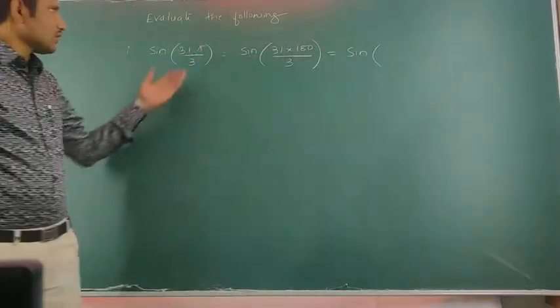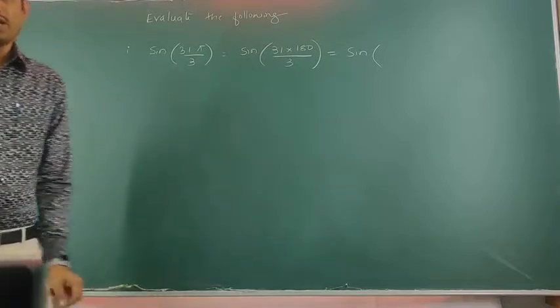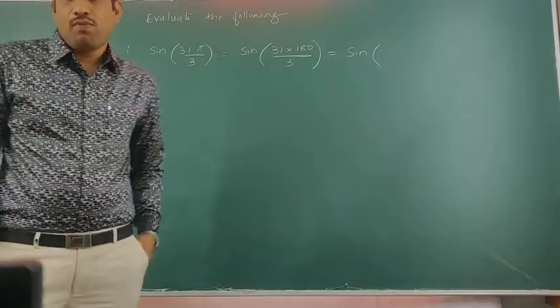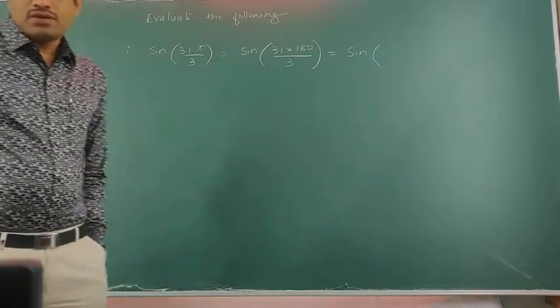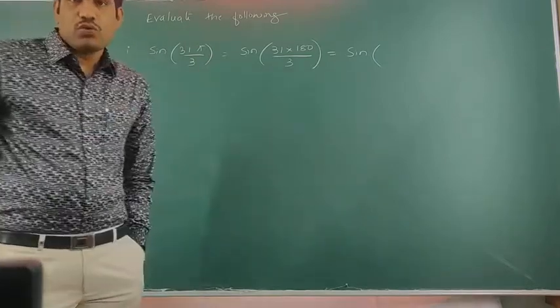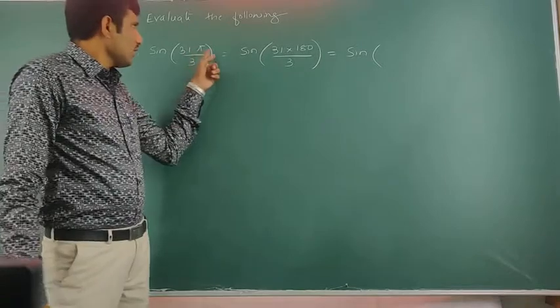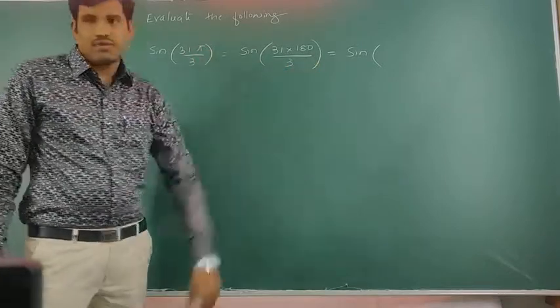Fast. Just in place of pi substitute 180 degree, convert in degrees first. If it is in radian, convert in degrees. Just in place of pi substitute 180 degree. So that is 31 into pi is 180 degree divided by 3. Tell me the answer fast.